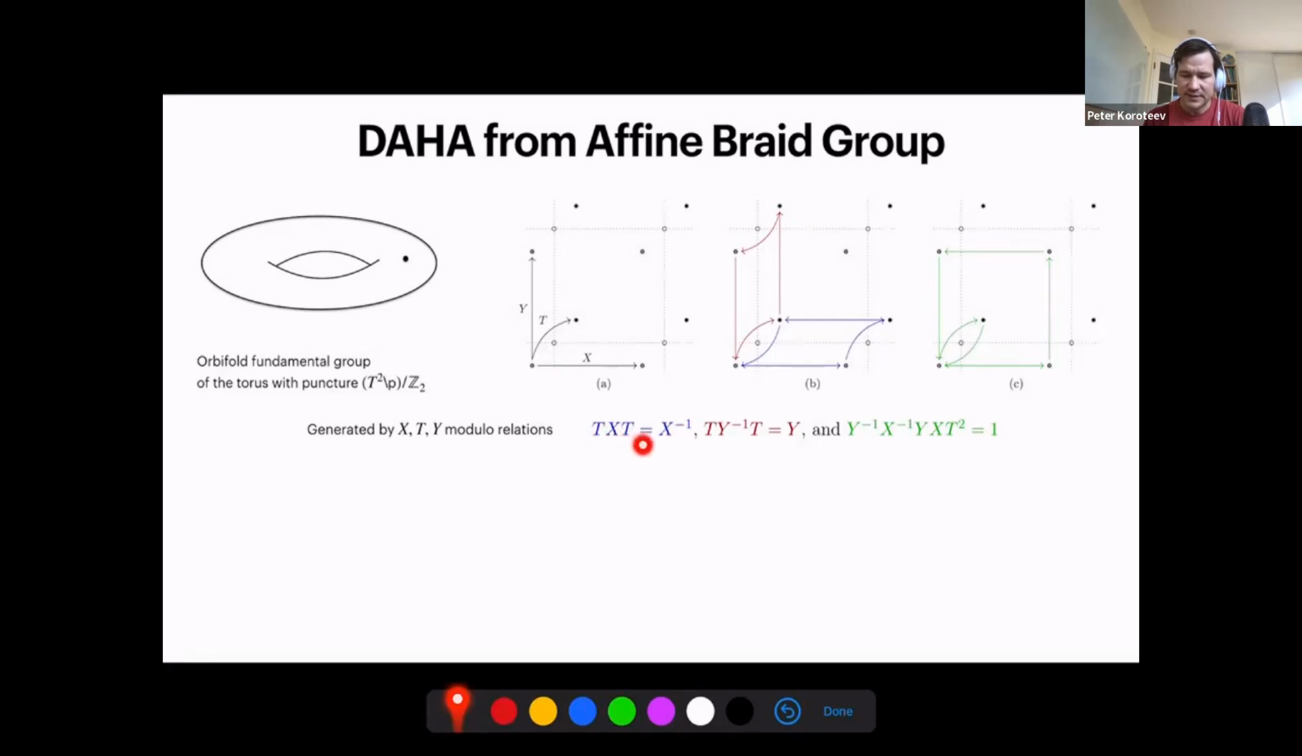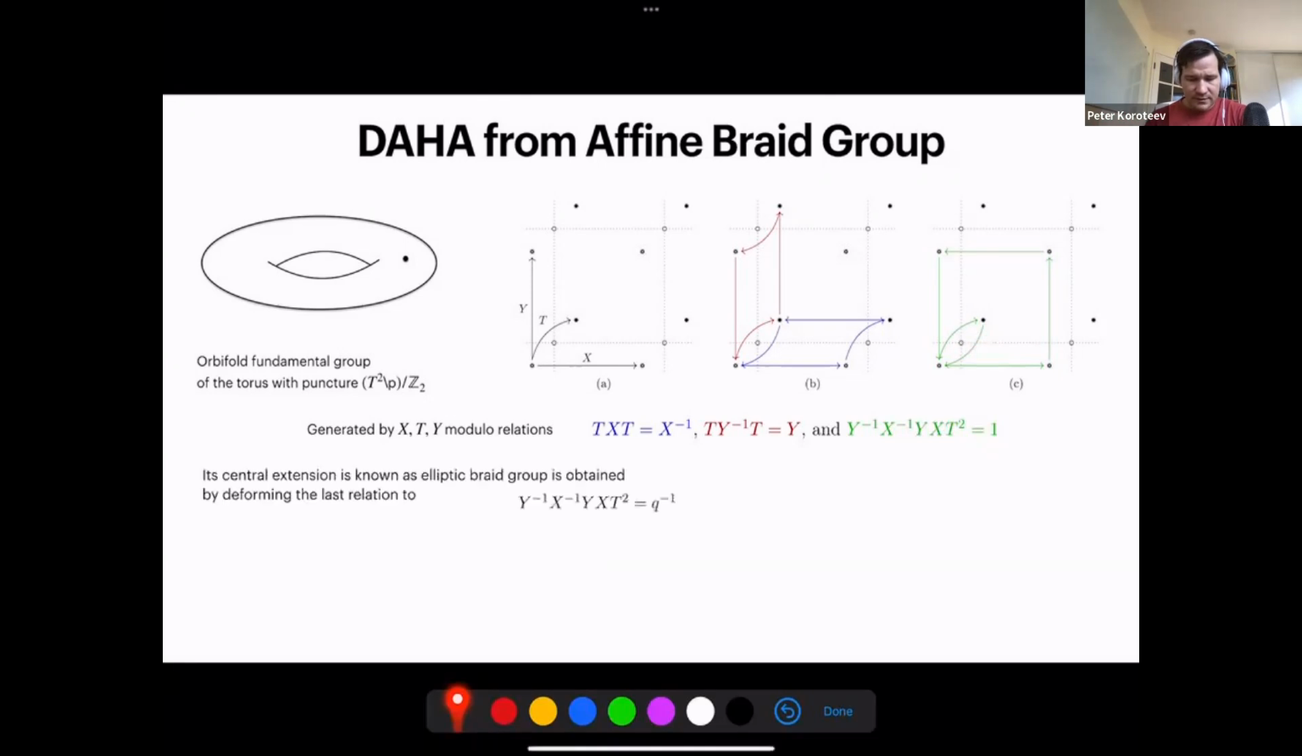We put TXT equals X inverse. It's the same as you do T first, then X, then T again, and it's as if you go backwards, and the same thing with the others. So this relation here, Y inverse X inverse YX, is the same as T to the negative 2. So there are two equivalent ways to express the holonomy around the puncture.